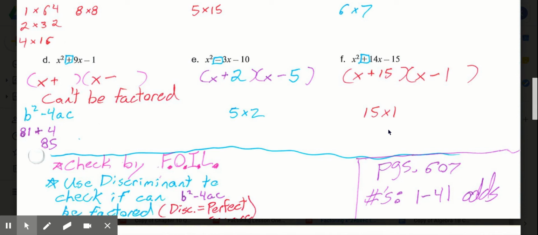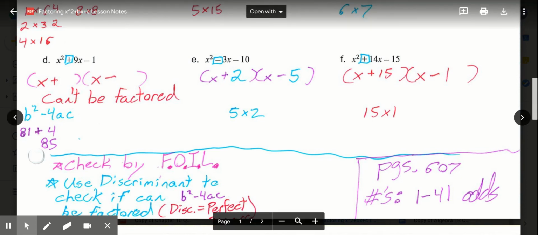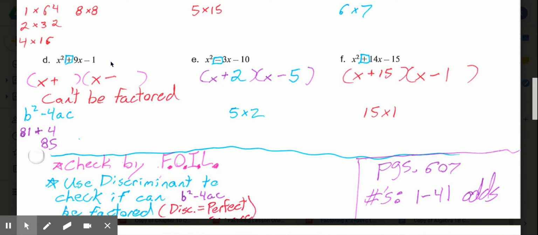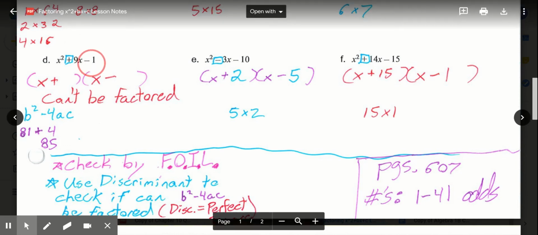And then in the next part, D, we have x squared plus 9x minus 1. So something that multiplies to be 1 and the difference becomes 9. The only thing that multiplies to be 1 in this case is 1 times 1. There is no way we get a 9 out of that in the middle, so that cannot be factored. And again, don't worry about this part down here. That was for the regular school year, so this piece here, don't worry about.